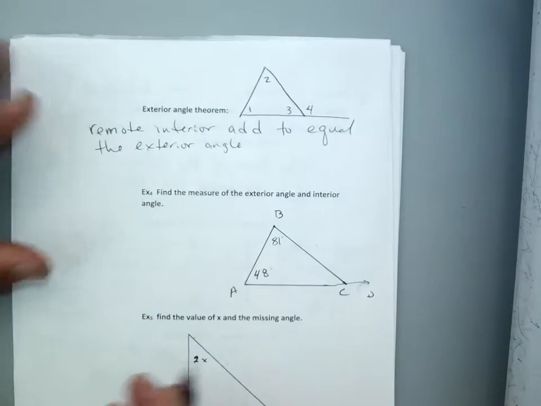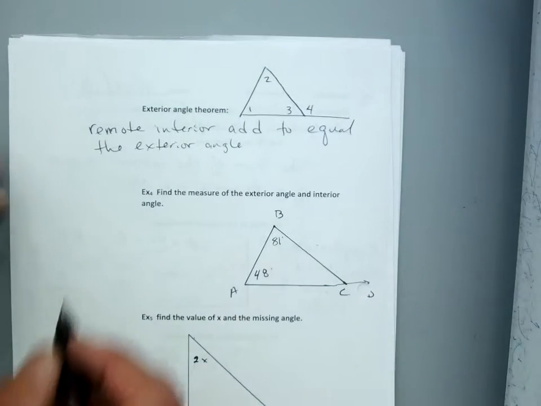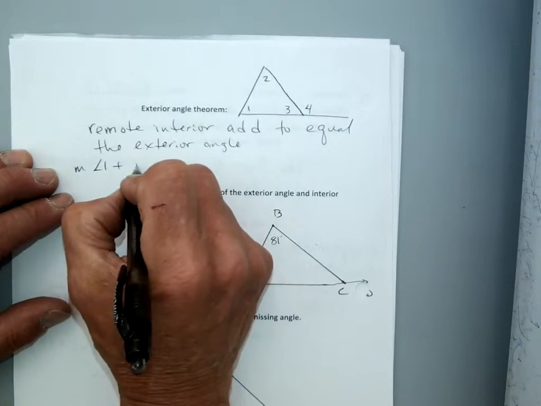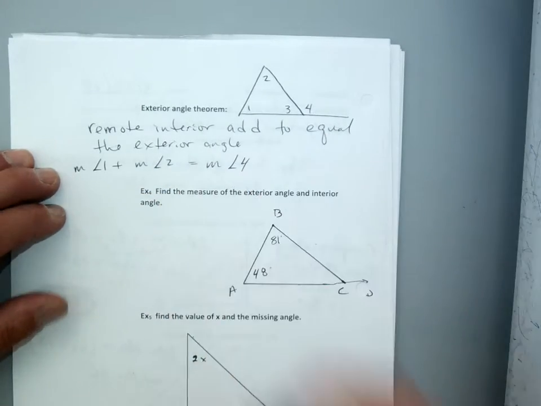So when it means remote, it's the one away from it. If this is my exterior angle, and these two are away from it, they're remote. Okay, here's angle 4, it's the exterior angle. These are my two remote. So if I go angle 1 plus angle 2, I should be able to say the measure of angle 1 plus the measure of angle 2 will equal the measure of angle 4. Okay, I'm going to highlight that.